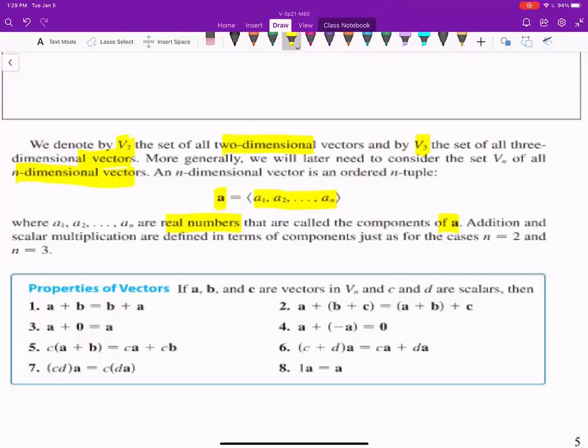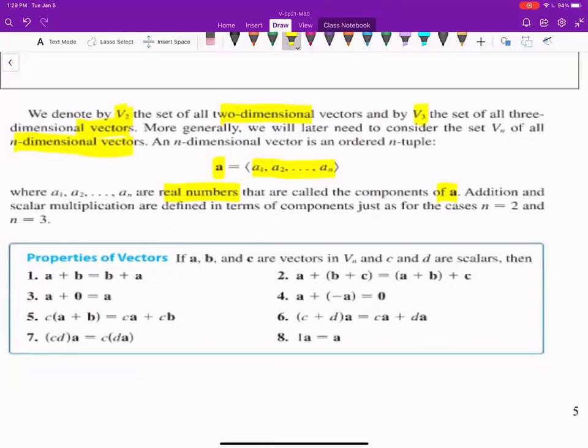So we have the following properties of vectors, which are kind of trivial ones. If A, B, C are vectors in V sub n, and c and d are scalars, then we have these properties: A plus B equals B plus A, so vector addition is commutative. Then associative: you can add A with B plus C, or you can add C with A plus B. This property is known as associative.